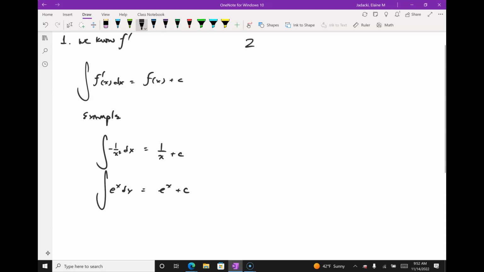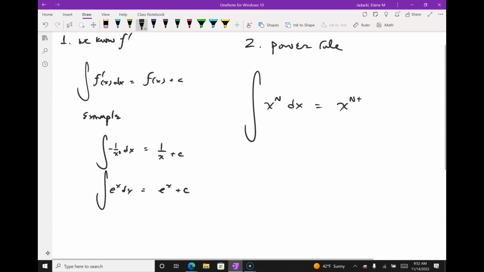Step 2 is a power rule, right? The antiderivative of x to the n dx. I'm doing this process for the power rule for derivatives, but in the opposite order with the inverse operation, right? So I'm going to add 1 to the power and divide by the new power.